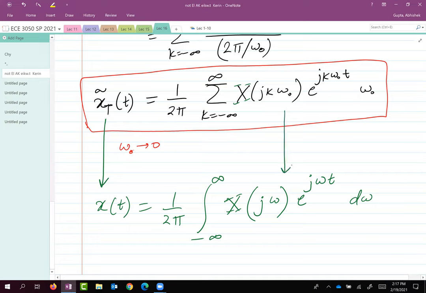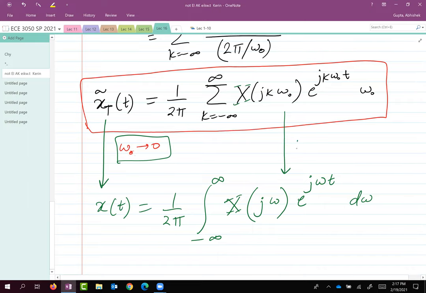So as you let omega naught go to zero, the right side is going to converge to this integral. This is the Riemann integration. Where did the k omega naught go? k omega naught became omega.